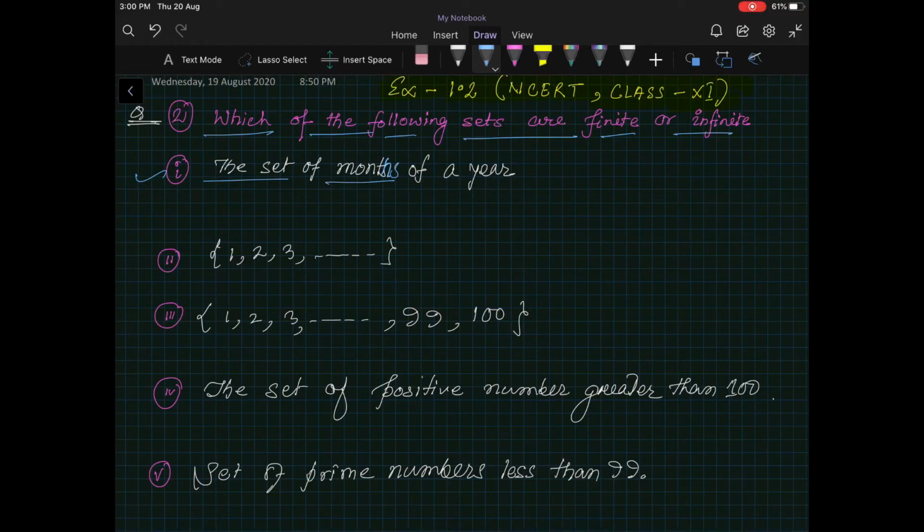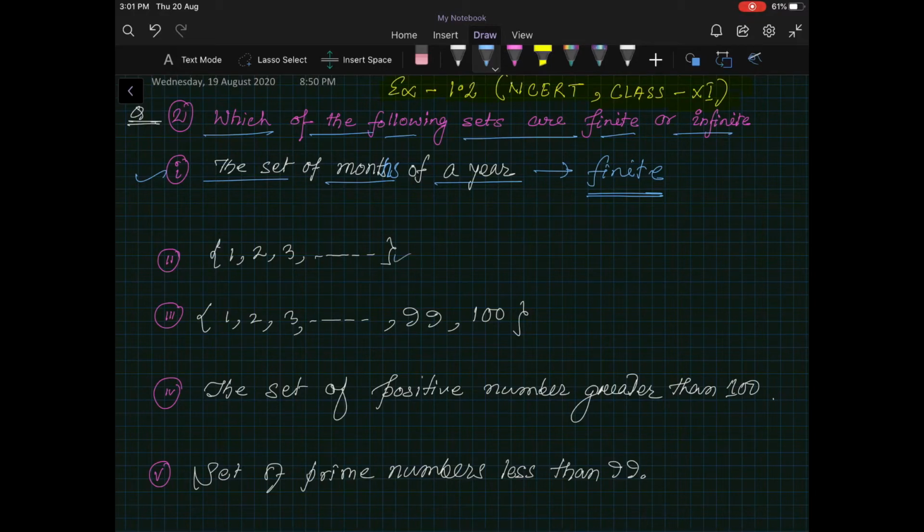So there is a spelling mistake here. Set of months of a year. We know in a year there are 12 months, so that's why it is a finite set. It should be a finite set as it contains countable elements.